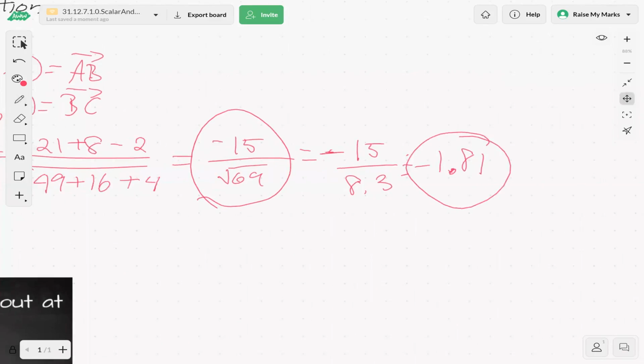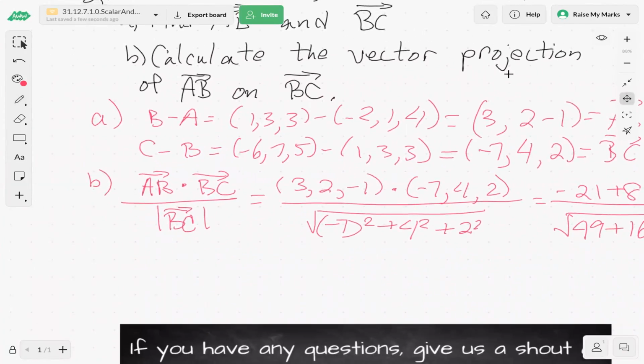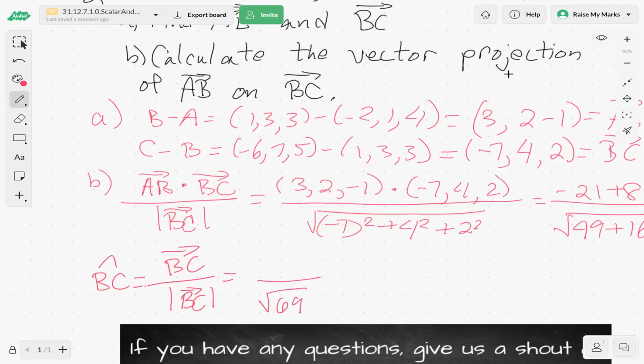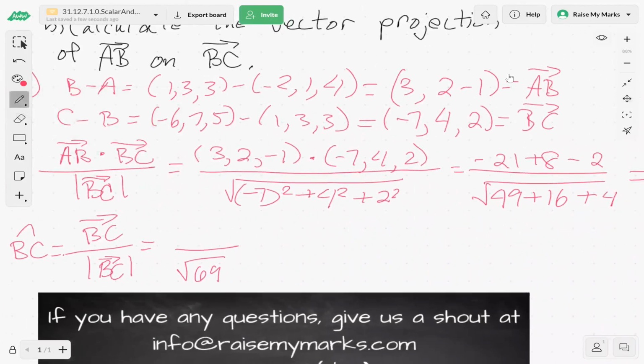So now we want the vector projection. So this means we need the unit vector in the direction of BC. So let's do that. So that's the vector BC over the magnitude of BC. Well, we found the magnitude of BC above. That was square root of 69. Our vector BC we calculated above as well, and it's right here. We'll plug that in.